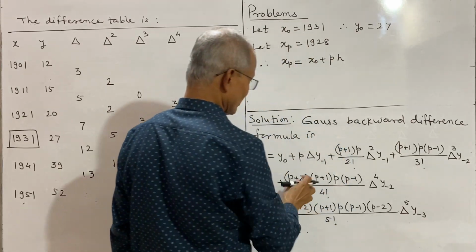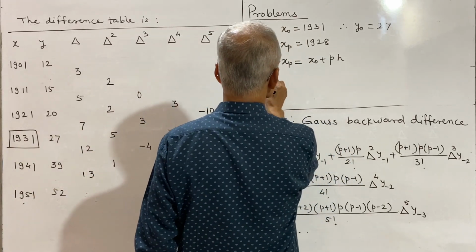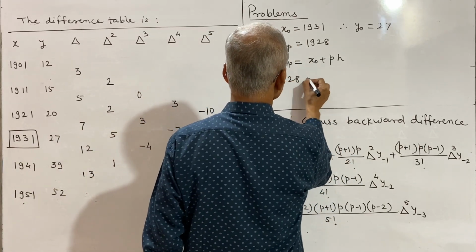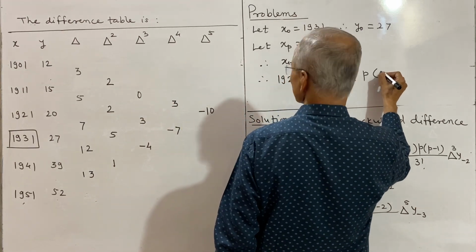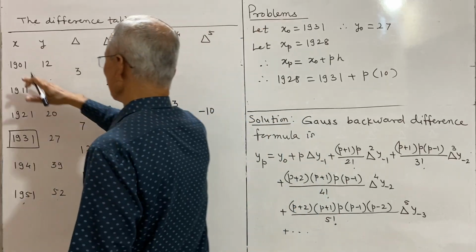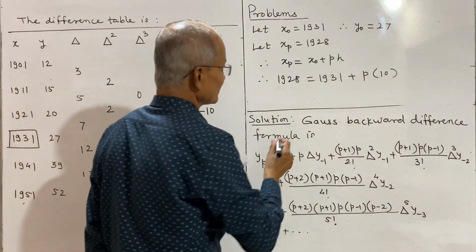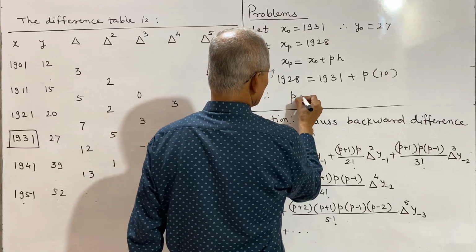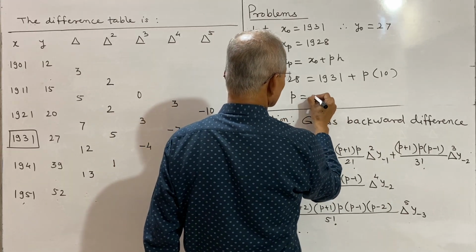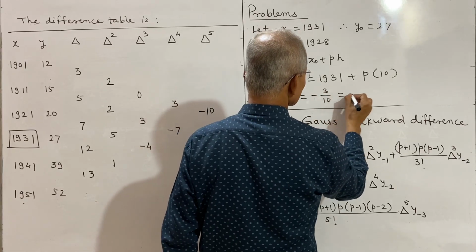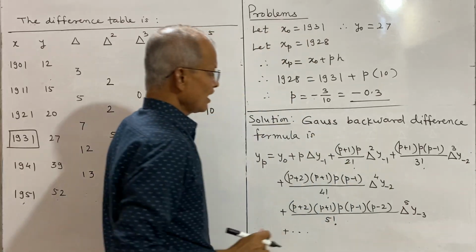P we shall find to be used in this formula. Here xp is 1928 and this is 1931, plus p into h, where h is the difference between consecutive values of x, that is 10. Therefore this gives p equal to minus 3 divided by 10, that is minus 3 by 10, or minus 0.3, which is the value of p.